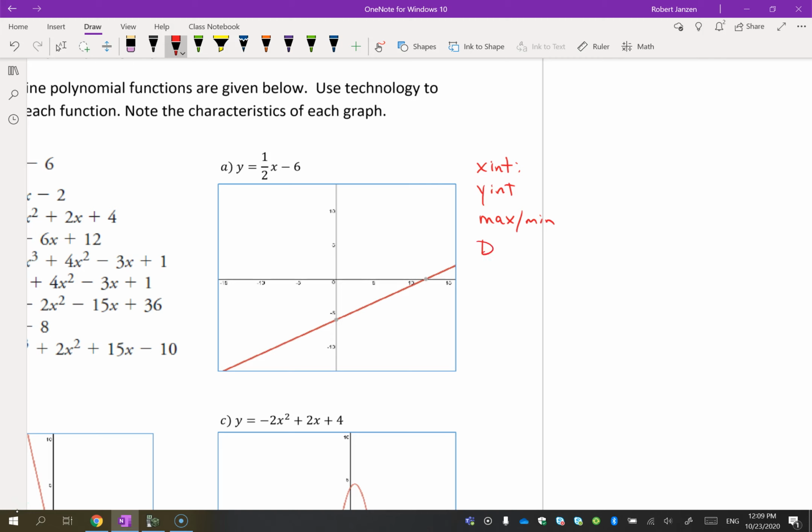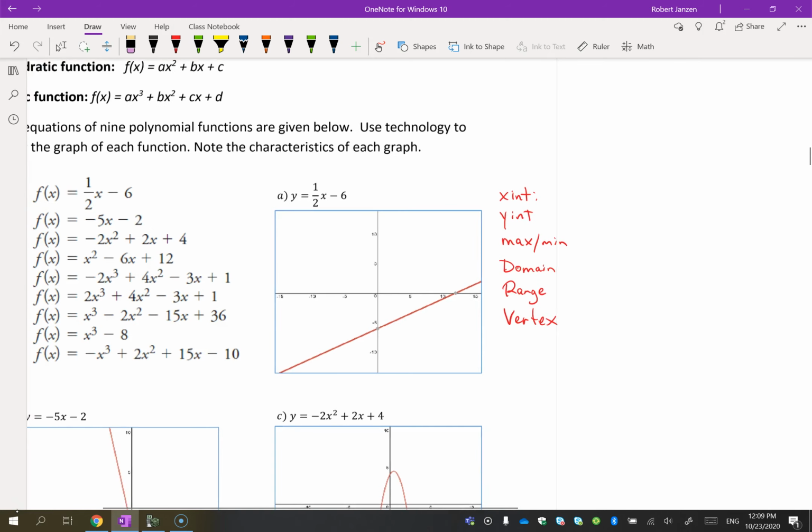I would like the domain, the range, and some of them will have a vertex, some of them will have a maximum point and a minimum point. So I'll list them all here. Sometimes it doesn't exist. Like if you look at this graph, there is no vertex here.